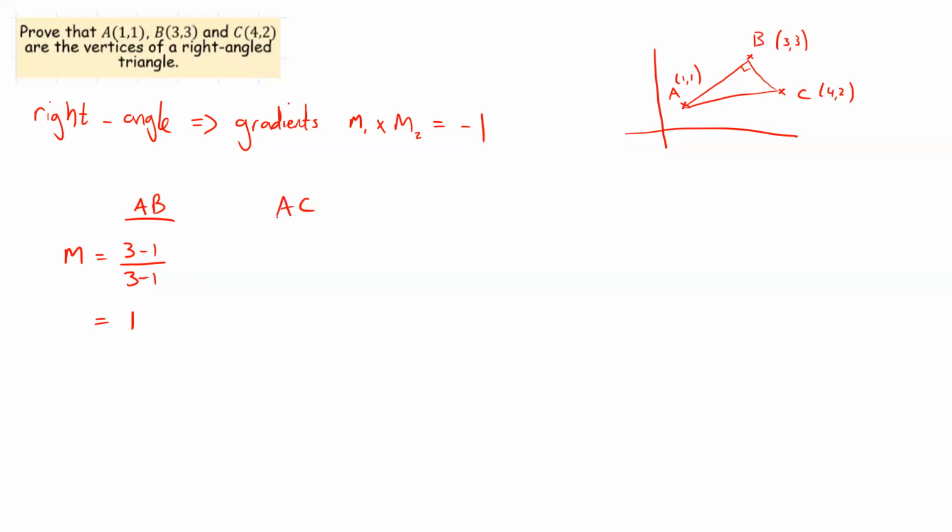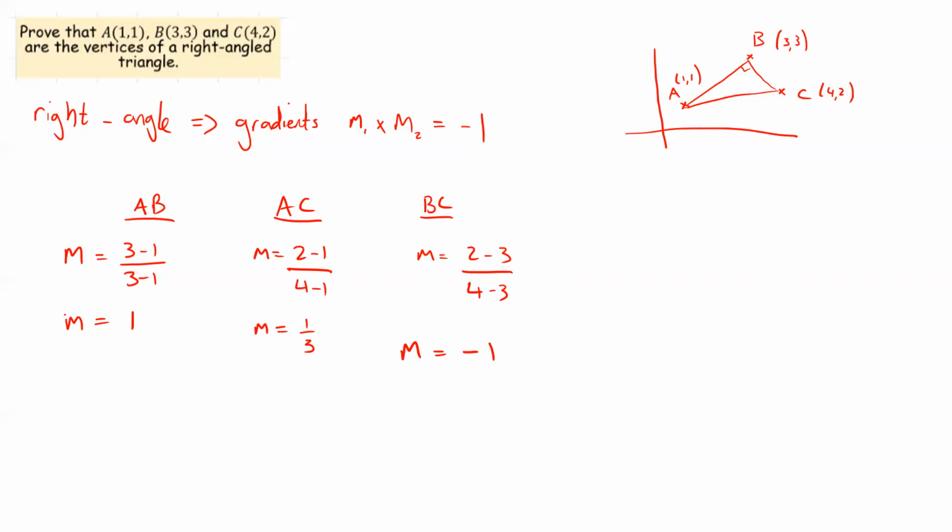Next, I'm going to do AC. So AC is 2 minus 1 divided by 4 minus 1, which is 1 over 3. Clearly these, if you multiply these, it wouldn't be -1. They're both positive for a start. And then BC, to get from B to C, we're going to do 2 minus 3 divided by 4 minus 3. So this is going to be -1, and the bottom one will be 1. So that's going to be -1.